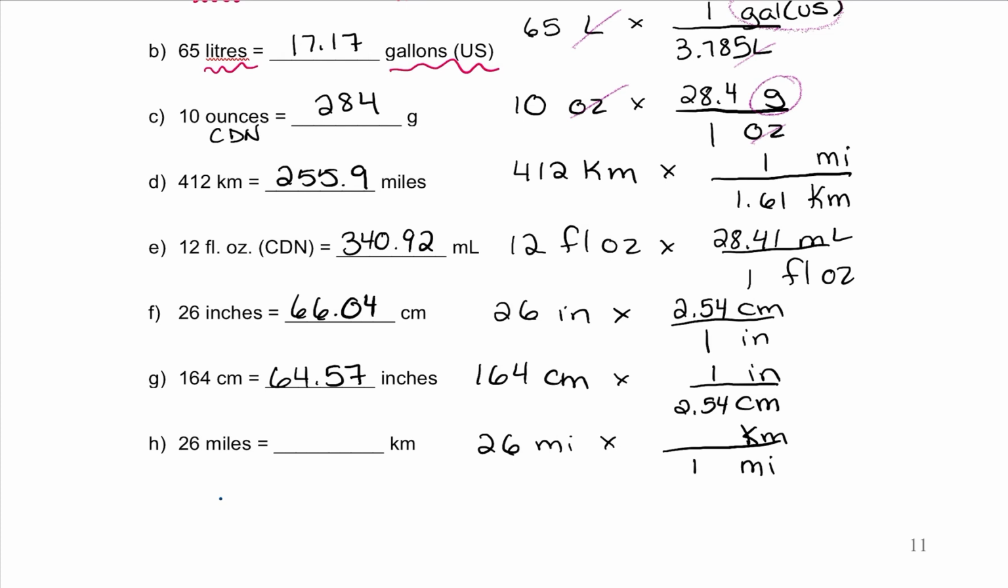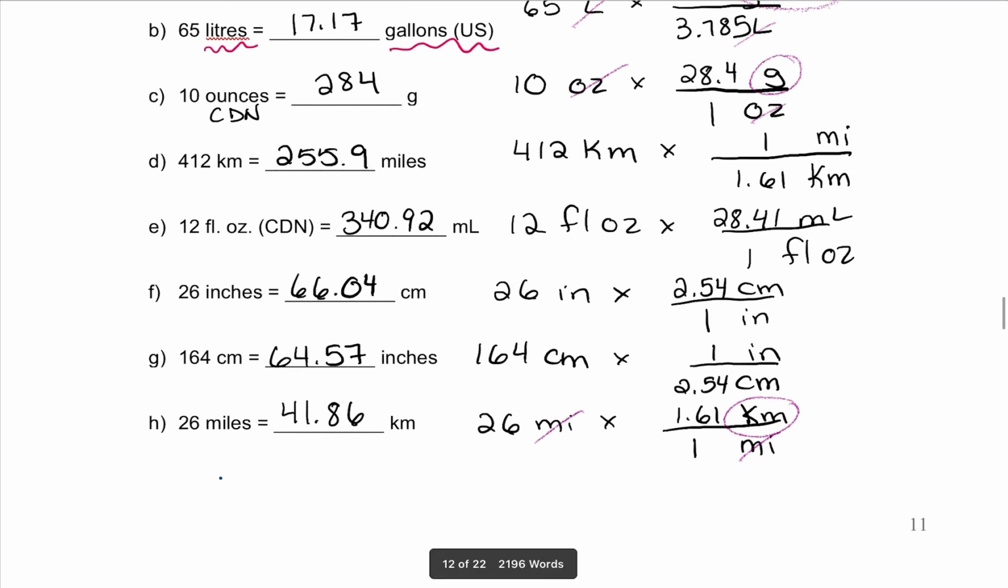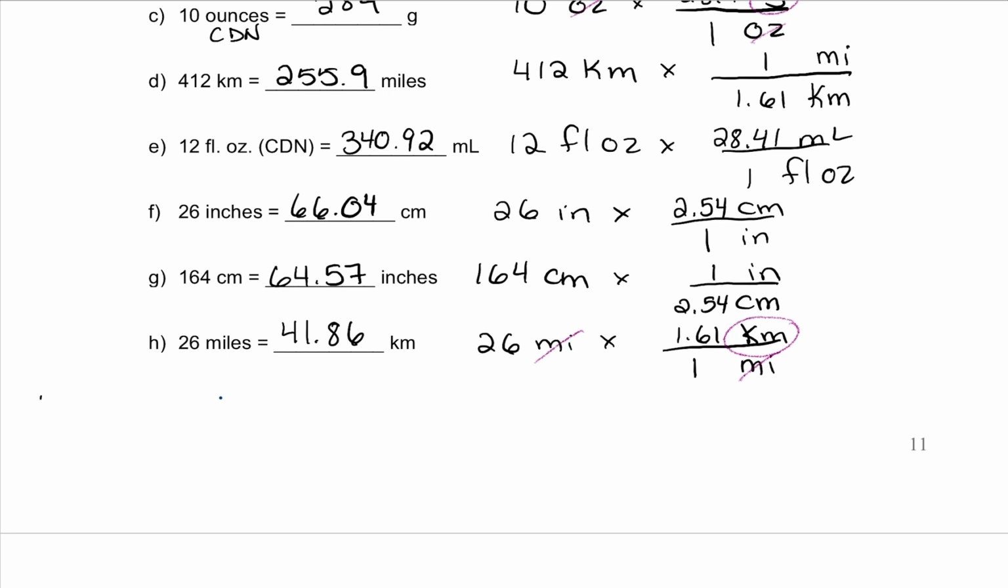I'm going to use the fact that 1 mile equals 1.61 kilometers to make it a multiplication. If you use the other one, you're going to end up dividing by 0.62 if you use the fact that 1 kilometer is 0.62 miles. Again, if it helps you to double check your units, you can show how they cancel, you can show what you're ending up with, and you're going to end up with 41.86 kilometers. Now I'm going to actually add another question here.